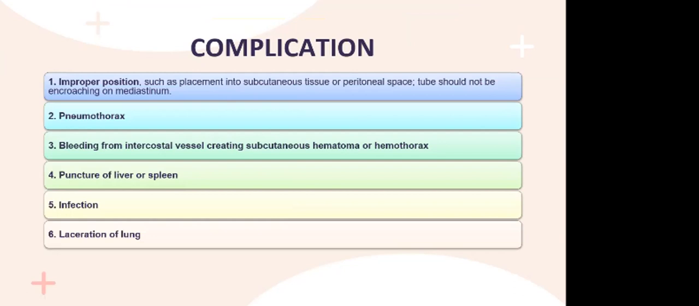Okay, for complication, the complications are improper position, pneumothorax, bleeding from intercostal vessel, puncture of liver or spleen, infection, and laceration of the lung. Next.